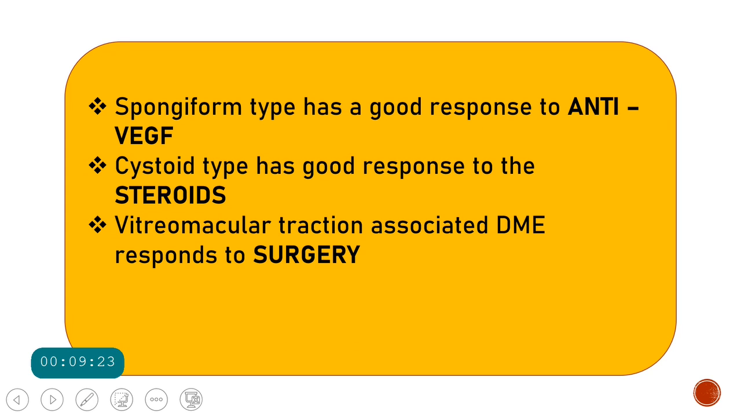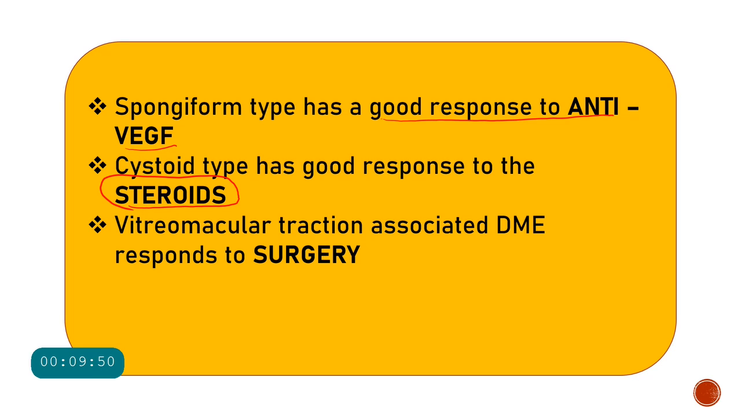Now the question is, why are we studying the various patterns of diabetic macular edema on OCT? The answer is that they have different responses to various treatments. When we talk about the spongiform type of diabetic macular edema, it has quite a good response to anti-VEGF treatment. Whereas the cystoid type of macular edema will have a good response to steroids.